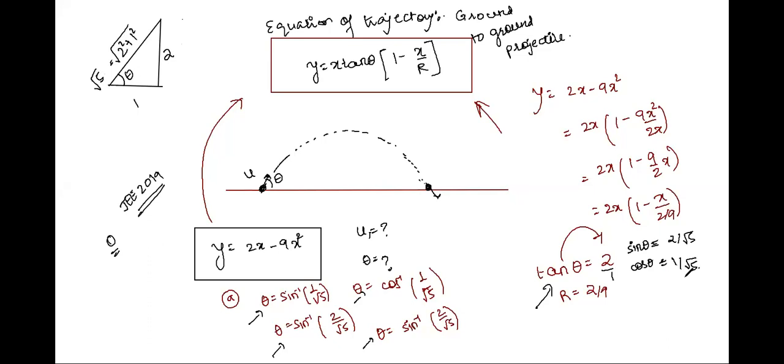Now it is very much possible to find out theta in terms of sine inverse and cos inverse, right? So we have different options given. Sine inverse of 1 by root 5, this is not correct. Sine inverse of 2 by root 5, this option is correct. Then cos inverse of 1 by root 5, this is also correct. Then we have sine inverse of 2 by root 5, this is also correct. So out of these options, all three are correct.